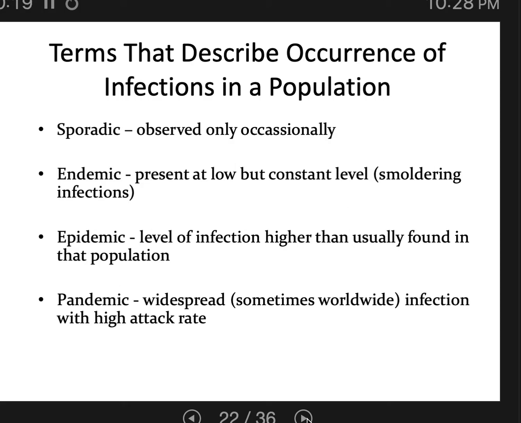All right, so here are some terms that describe the occurrence of infections in a population. Sporadic refers to diseases that occur at random with just a few flare-ups here and there. So you only observe this disease occasionally. An example would be tetanus. Remember, tetanus is a non-communicable disease. It doesn't spread through a population. You just get a case here, a case there.